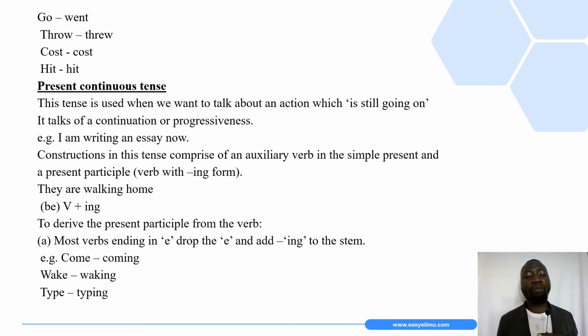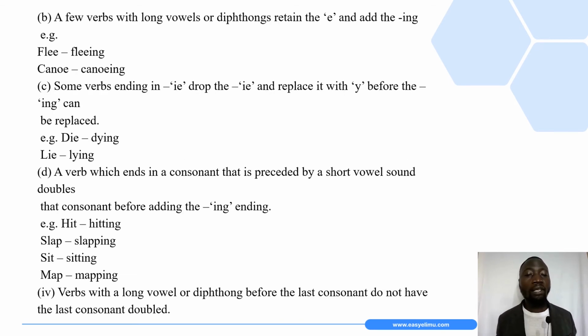So to derive the present participle from the verb, the first thing is that most verbs ending in E, we normally drop the E and add the -ing form to the stem. For example, come, if we drop the E and add the -ing form, we have coming. Wake, again, if we drop the E and add -ing, we have waking. Type, if we drop the E and add -ing, we have typing.